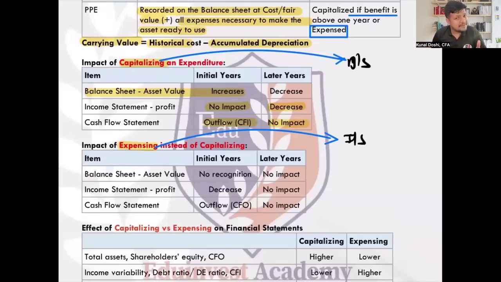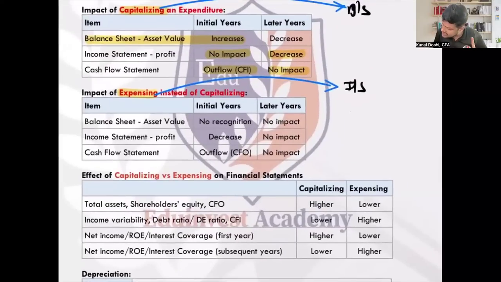Exactly opposite will happen when you expense it. If you expense it, you recognize it directly in the income statement. It is not recorded on the balance sheet. So on the balance sheet, there is no recognition now and therefore no impact if you expense it. But on the income statement, your profits will go down because you recognize the entire expense right now. Later on, there is no impact.